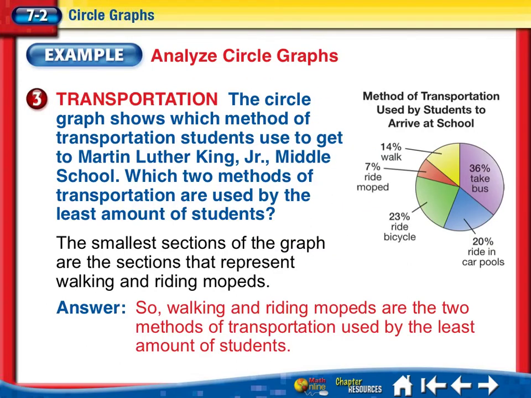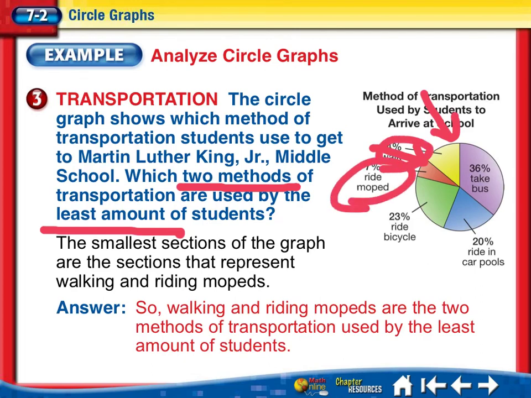All right, let's analyze this circle graph about transportation. The circle graph shows which method of transportation students use to get to Martin Luther King Jr. Middle School. Which two methods of transportation are used by the least number of students? And we're looking for two methods. So, the way to find this is look for your two smallest numbers or the two smallest sections. We've got one section here, and we've got one small section here. Those are also our smallest numbers. So we've got walking and riding a moped. And so walking and riding a moped are the two methods that are the least used by students.